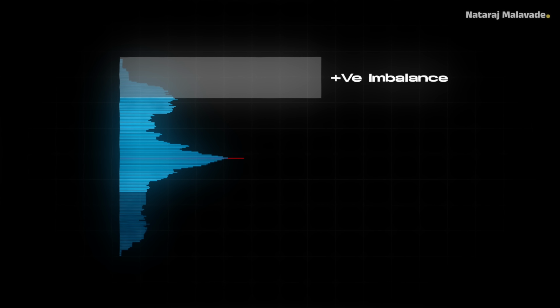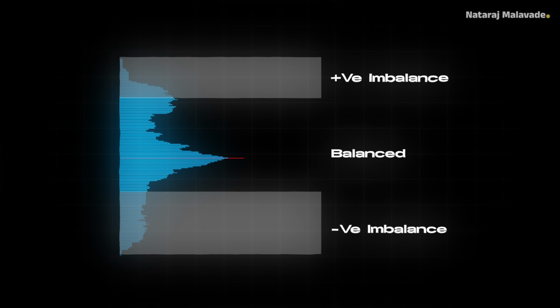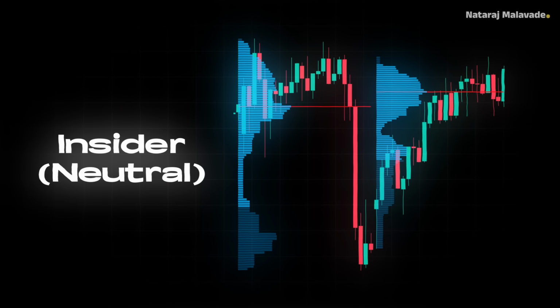If market closing above the value area, it's a positive imbalance. If market closing below the value area, it indicates a negative imbalance. And if it is closing within the value area, then we are going to consider it as a neutral sentiment or a balanced market. But in terms of the patterns, we have the fourth type of pattern here.